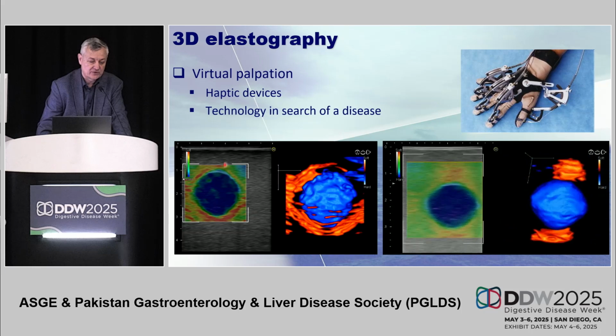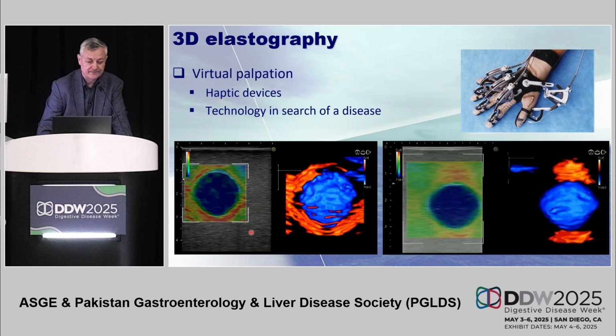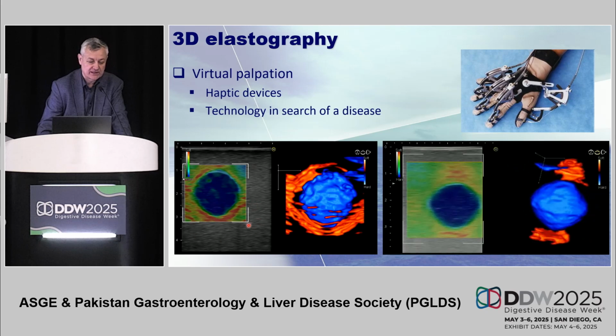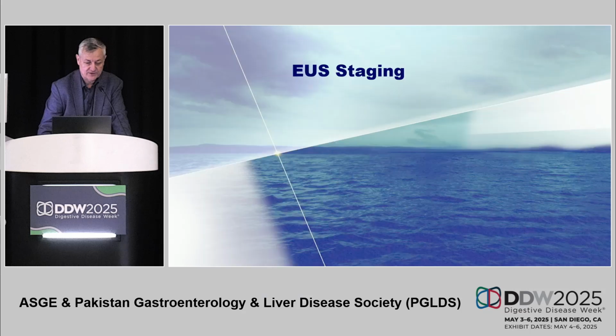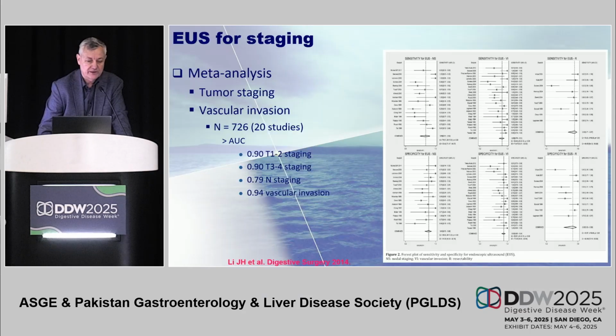This is done with the transabdominal probe, a volumetric probe. Whether or not it's helpful, nobody knows. So it's like technology in search of a disease, but you can transform this information into a palpation technique. So maybe it would be nice for the surgeons to palpate the tumors before the surgery and not during the surgery. So in terms of staging, there are only a few meta-analyses in the literature.